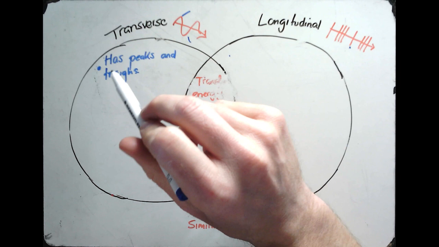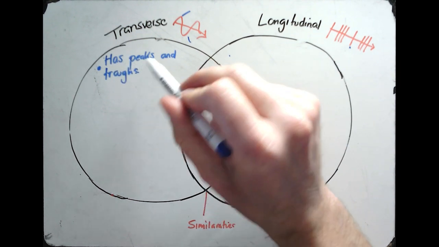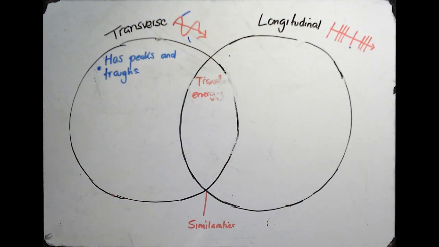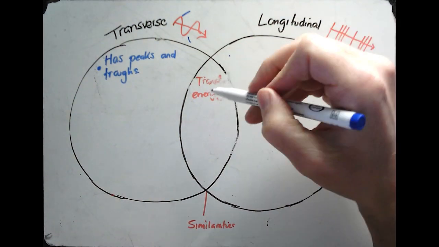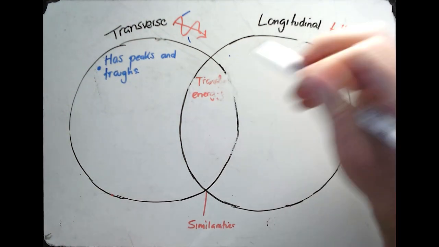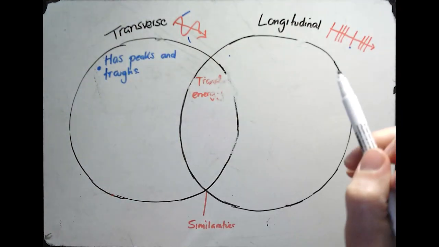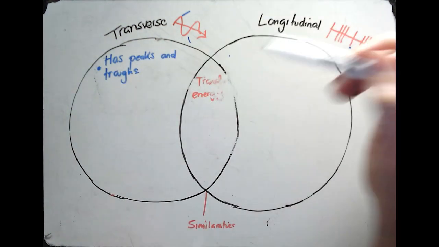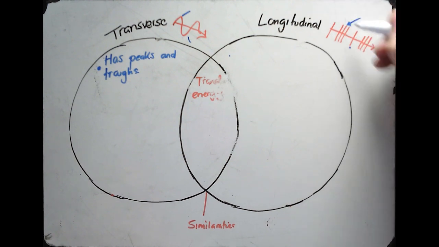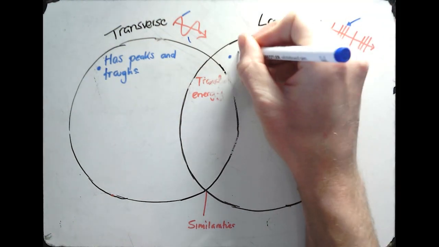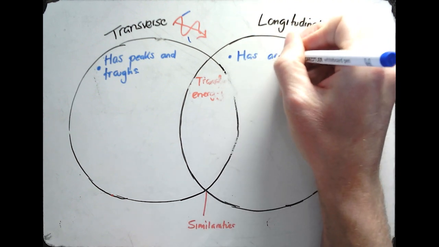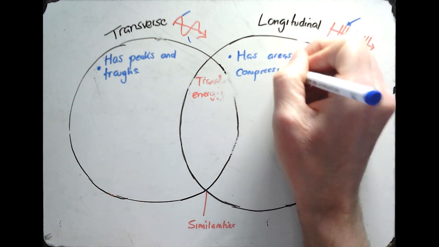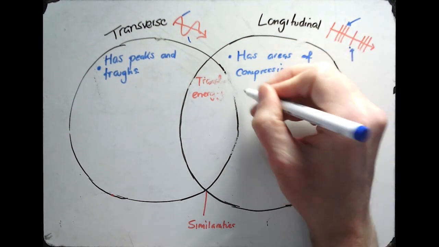Now, the idea when you're writing a comparison is to be comparative. Use comparative sentences. So you should be saying a sentence structure like, they both do this. However, a difference is one does this and the other does this. So if this one has peaks and troughs, what's the opposite? Well, this one has areas of compressions and refractions. So we could write that in here. Has areas of compressions and refractions.